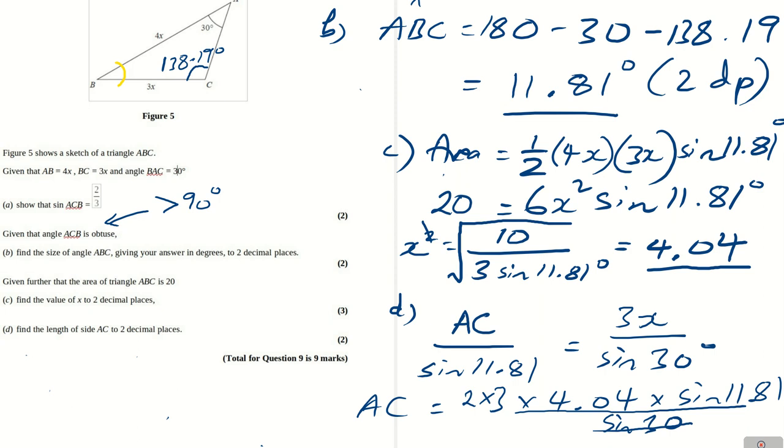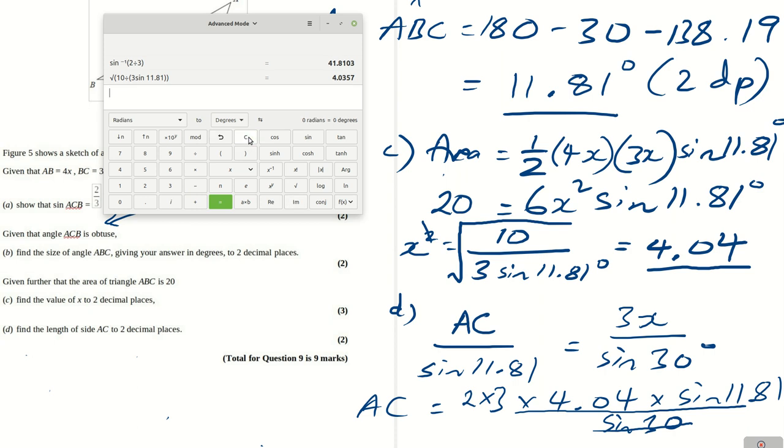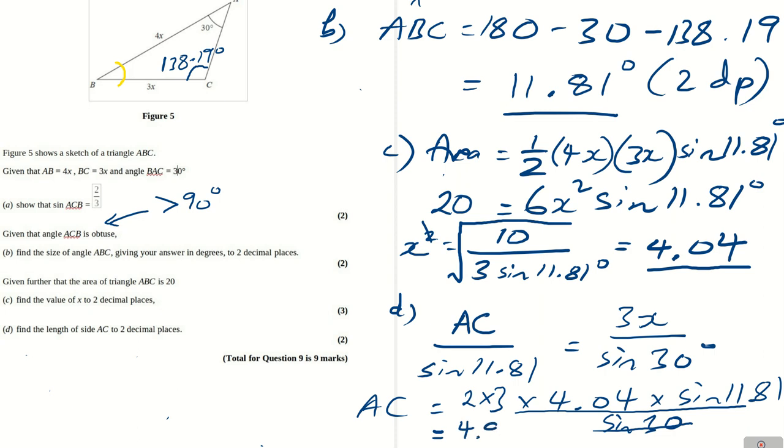So I can then use the calculator again, and we should get a value for AC. So it's going to be 2 times 3 times 4.04 times sine 11.81 equals, and we've got 4.96, and we've given it to 2 decimal places as required.